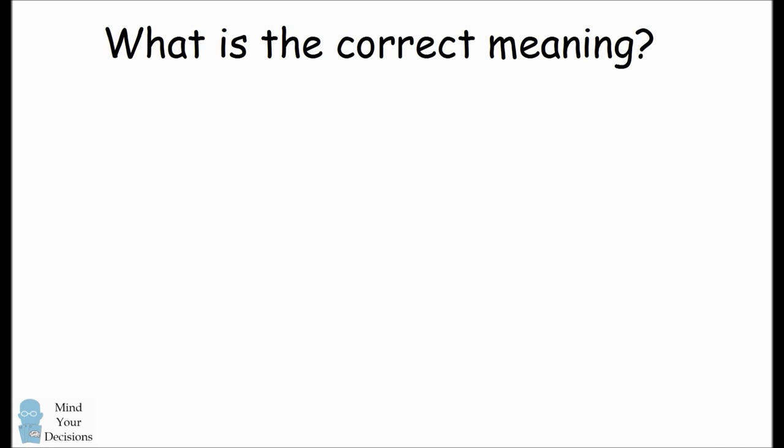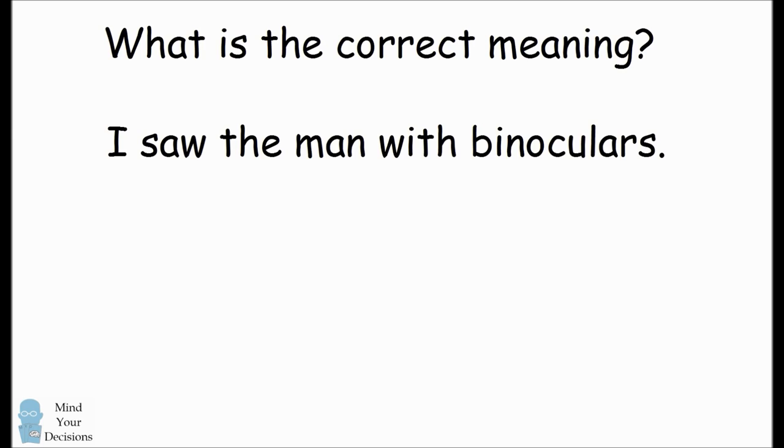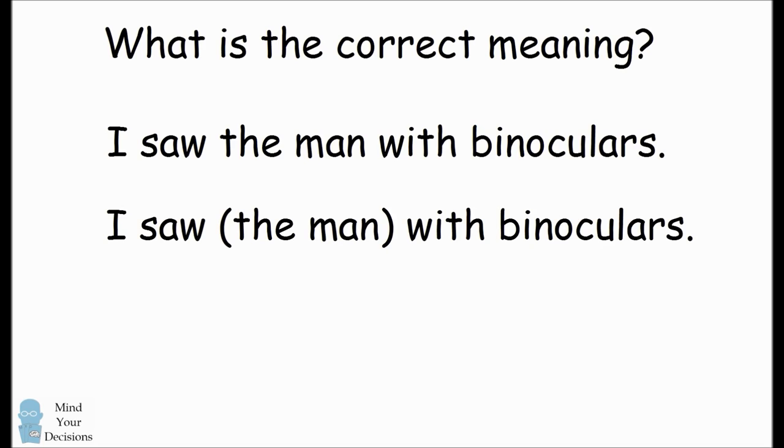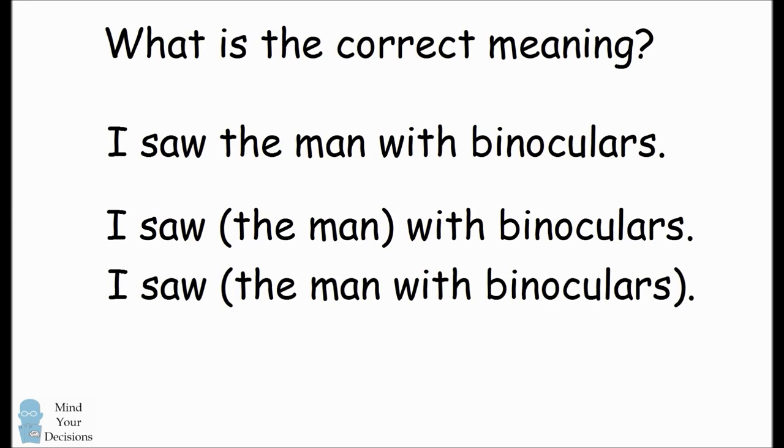Let me ask you a question. What's the correct meaning to the following sentence? I saw the man with binoculars. One person could look at this sentence and say, oh, this sentence means I saw the man with binoculars. That is, I was using binoculars to see the man. Another person could say, no, this sentence means I saw the man with binoculars. You were actually looking at someone who had binoculars.